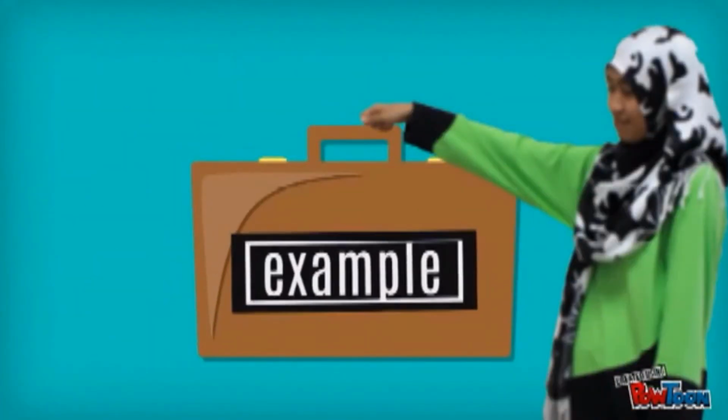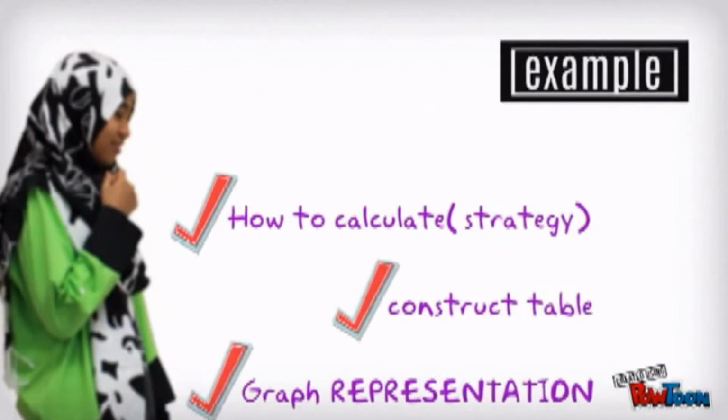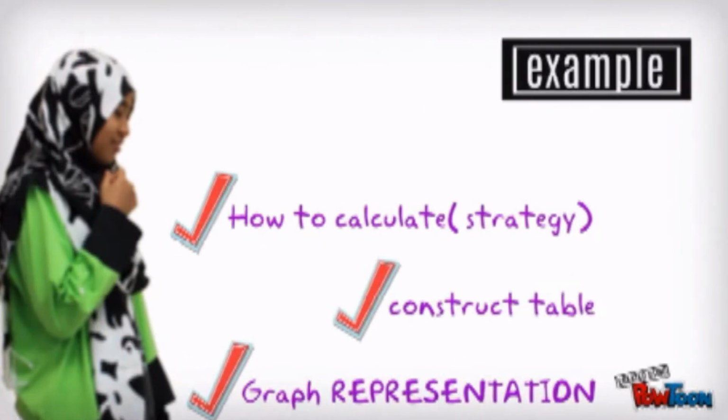Then, we move to the example. There are three steps that we should consider to construct the call ratio spread. First, we need to calculate the strategy. Second, construct the table, and lastly, draw the graph.